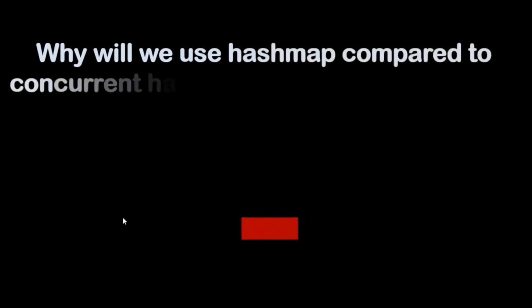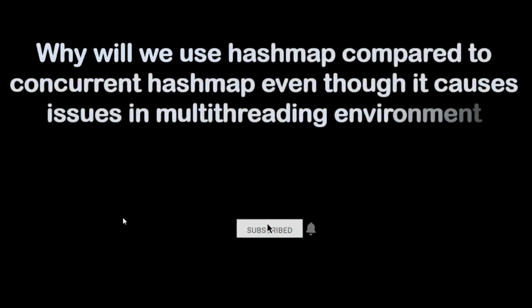Now the next question: why would we use HashMap compared to ConcurrentHashMap even though it causes issues in a multi-threading environment? I don't think there is any such rule that we have to use HashMap. We can have a debate with the interviewer on this. If the requirement is not suitable for HashMap, we will not use HashMap. There is no such thing as using HashMap instead of ConcurrentHashMap. Ideally, ConcurrentHashMaps are used in multi-threading environments, but yes, we can debate on this.